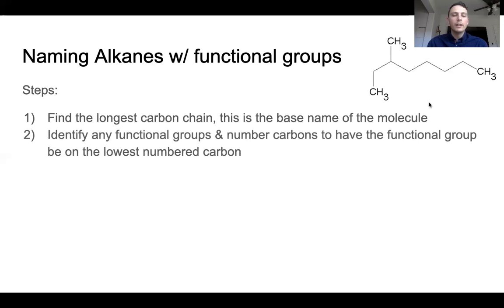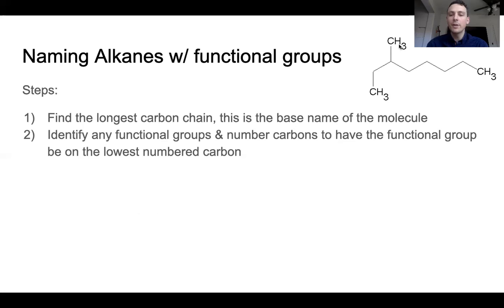Then we identify any functional groups and number the carbons to have the functional group on the lowest numbered carbon. So again, the functional group is this methyl group right here. It's methyl because there's one carbon in the functional group. Then we have to number the carbons in our chain so that the methyl group is on the smallest possible number. So if you were going from left to right, this is carbon 1, 2, 3, 4, 5, 6, 7, 8.